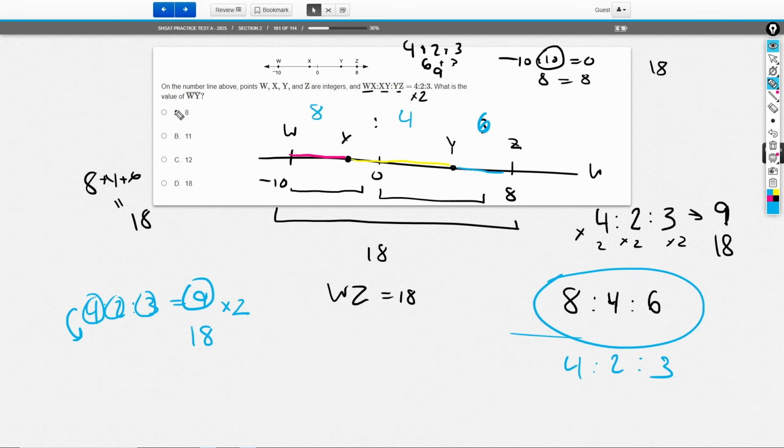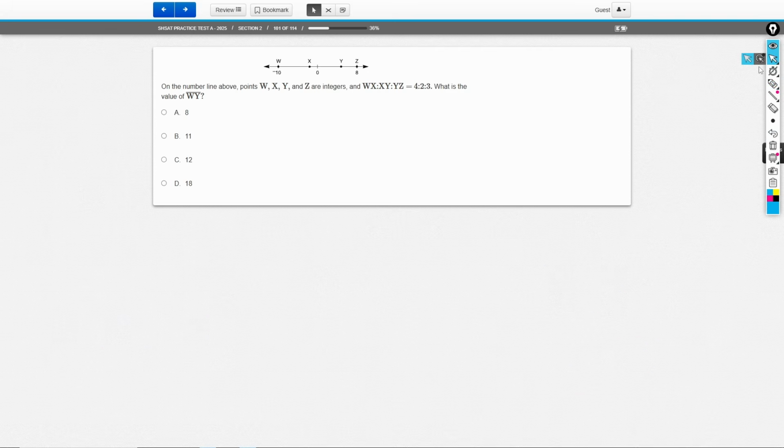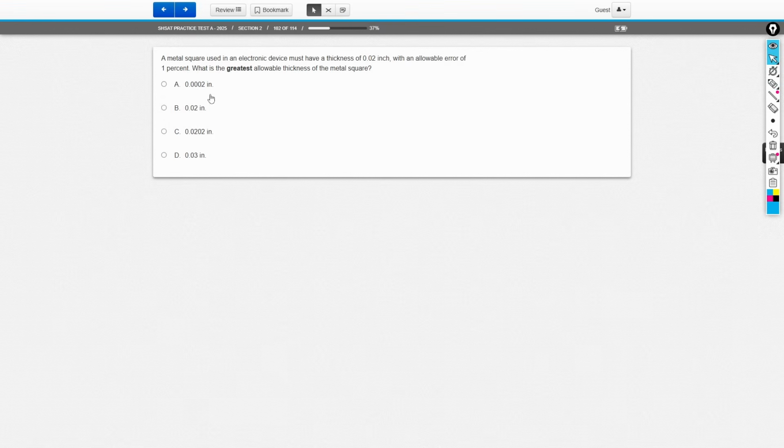So now they want to know what's the length of WY. So the length of WY starts from W, goes all the way up to Y. Well, that's WX, which is 8 units long, okay? And then that's XY, which is 4 units long, so 8 plus 4 is 12. So that distance has to be choice C, or 12, all right?